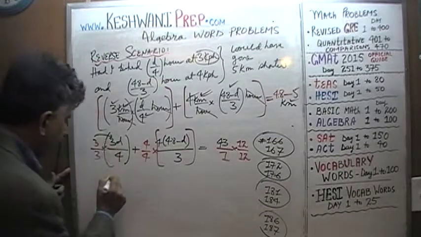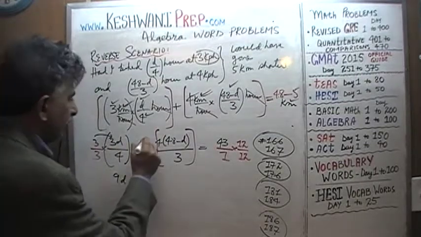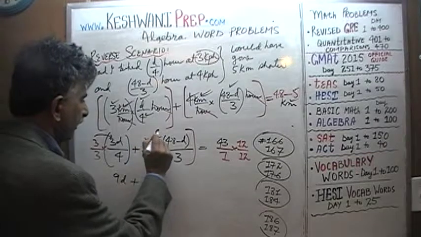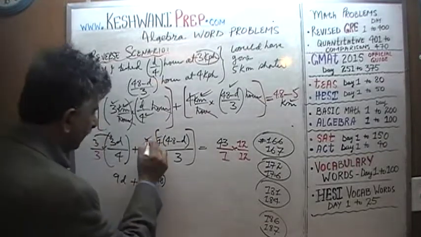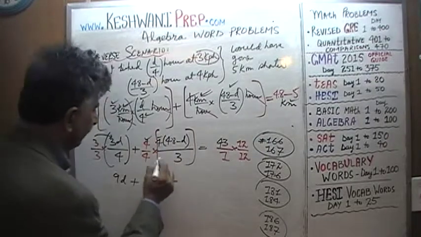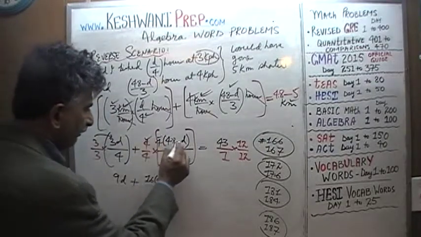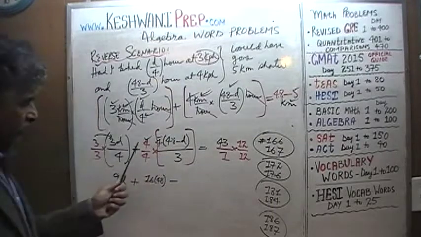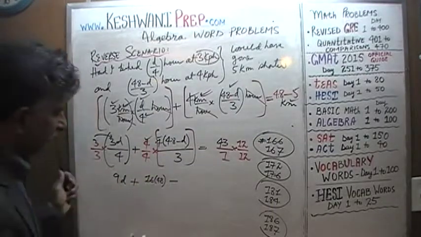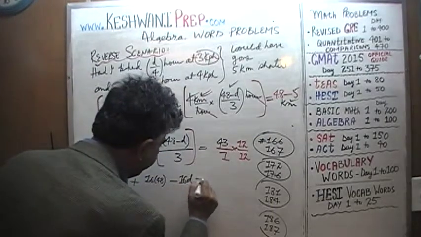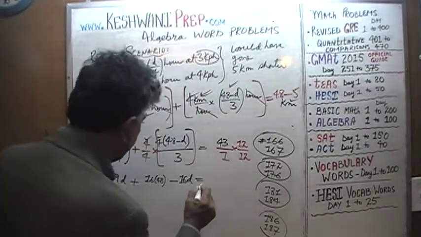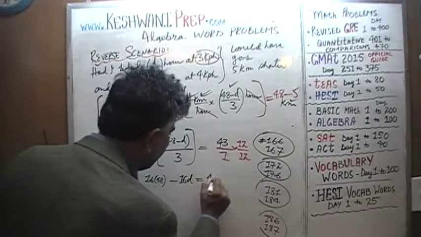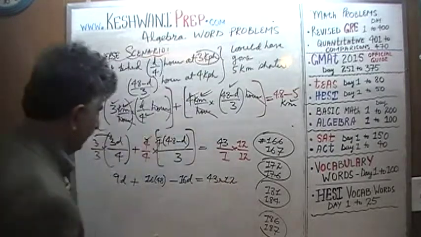3 times 3 is 9, so we have 9D here. And here, remember, we have 4 and 4, so it's 16. So it's 16 times 48, whatever that is. 16 times 48 minus 4 times 4 is 16 times D. 16D. For the time being, I'm going to leave it like this, and we're going to worry about that in a second. And this is 43 times 12. I'm going to leave that as well.